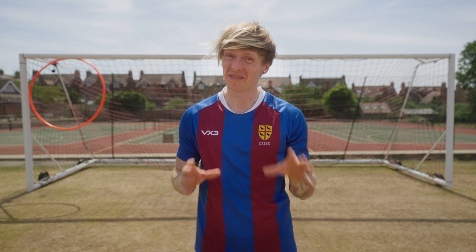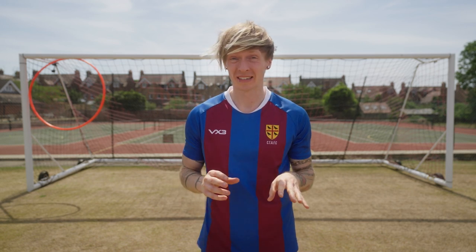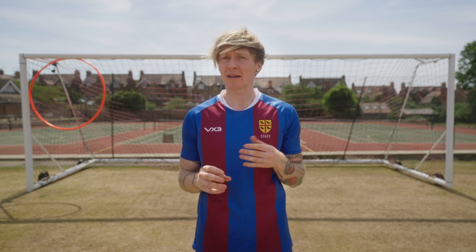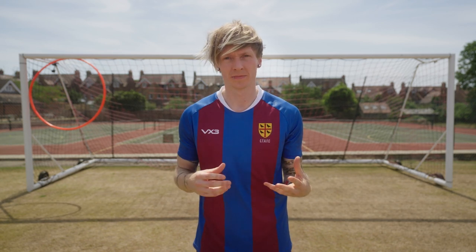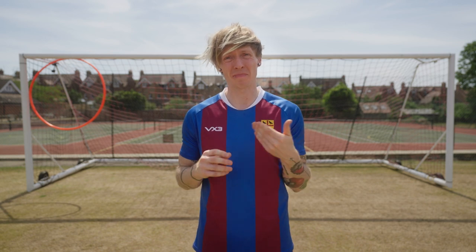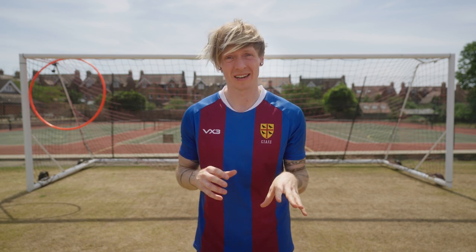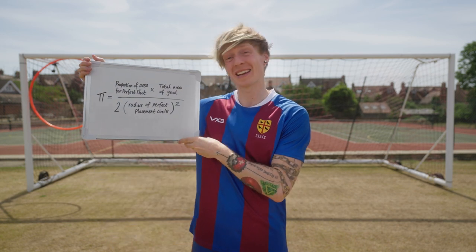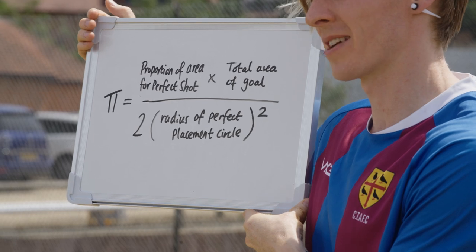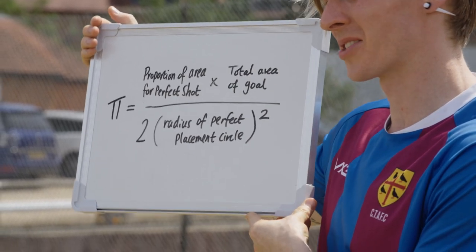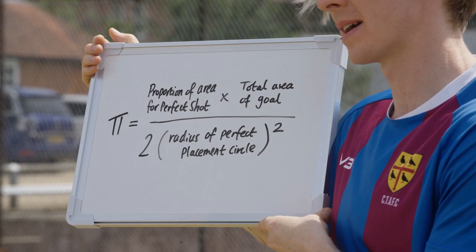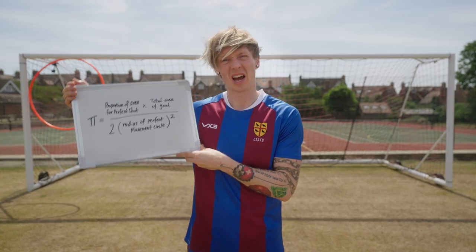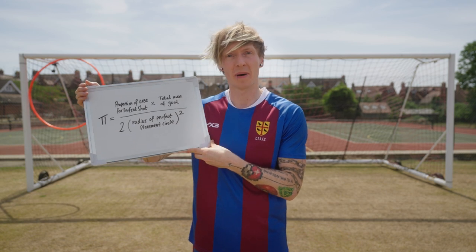Now we've seen me eventually hit the perfect penalty, you may be wondering what all of this has to do with pi. Now the area I was aiming for was of course a circle, and the area of a circle is equal to pi multiplied by the radius squared. So we can rearrange this expression to get the following. Pi is equal to the proportion of area for a perfect shot multiplied by the total area of the goal, divided by twice the radius of the perfect placement circle squared. Our first alternative definition of pi.